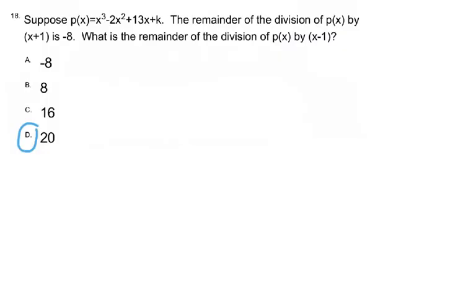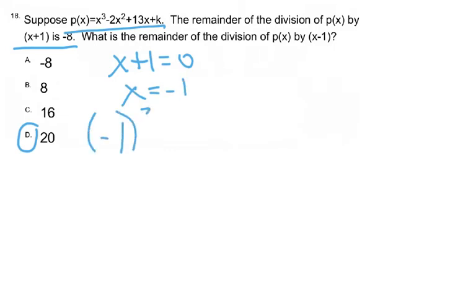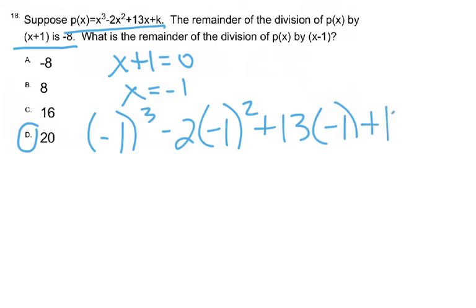Alright, so for this one, you got this function right here. The remainder of the division of p of x by x plus 1 is negative 8. So if I had divided by x plus 1, I would have got x equals negative 1. So I'm going to take that negative 1 and replace the letter x with negative 1s, plus k, and I know that my remainder should be negative 8. So I'm going to work backwards to figure out what k should have been, and then I'm going to do the rest of the problem.